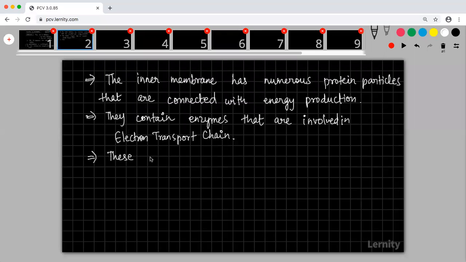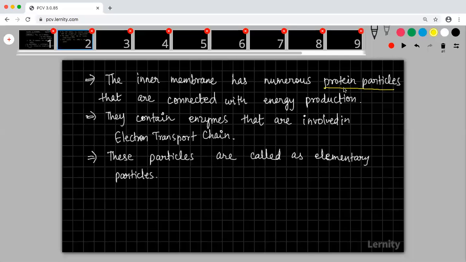These particles are called as elementary particles. Okay. The protein particles mentioned here are called as elementary particles.